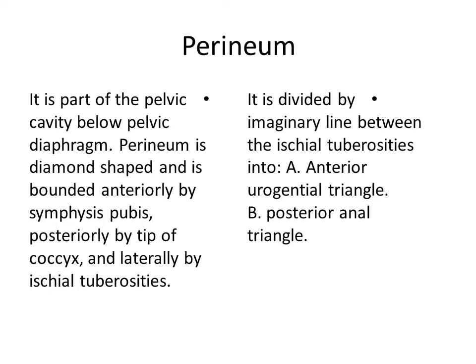Perineum. It is a part of the pelvic cavity below the pelvic diaphragm. The perineum is diamond-shaped and is bounded anteriorly by the symphysis pubis, posteriorly by the tip of the coccyx, and laterally by the ischial tuberosities. It is divided by an imaginary line between the ischial tuberosities into the anterior urogenital triangle and the posterior anal triangle.